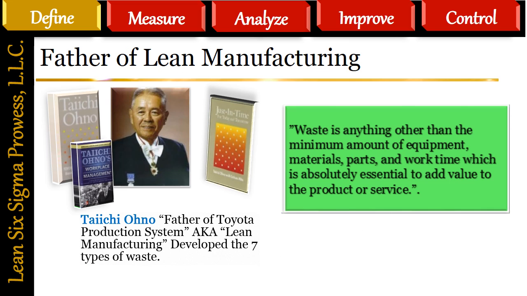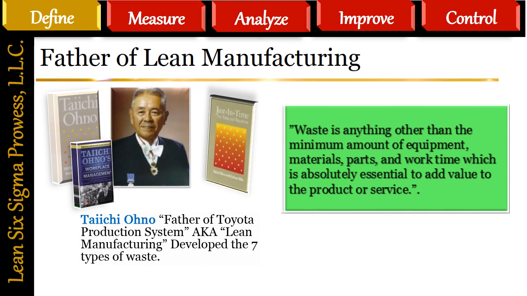Taiichi Ohno, father of the Toyota Production System, also known as lean manufacturing here in the States, defined the 7 types of waste in the value stream. Since then, an 8th defect type has been identified. Therefore, you may find some people refer to Lean as identifying 7 types of defects, whereas others recognize 8 types of defects.